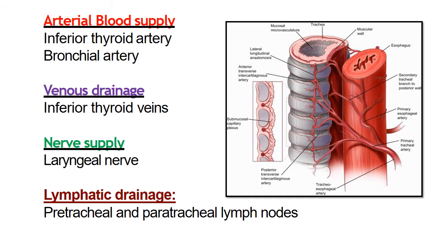Now we will see the blood supply of the trachea. First, arterial blood supply, which is by the inferior thyroid artery and the bronchial artery. Then venous drainage is by the inferior thyroid veins. Nerve supply is by the laryngeal nerves, and lymphatic drainage is to the pretracheal as well as the paratracheal lymph nodes. So this is all about the blood supply.